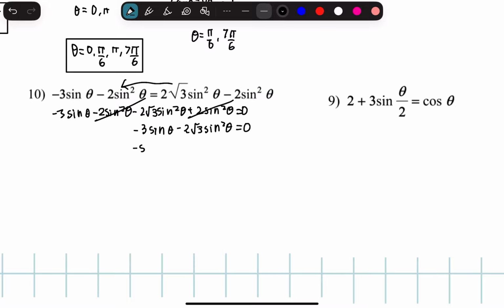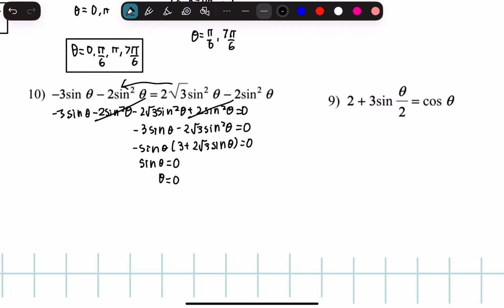Now you can factor out negative sine of theta. Factoring out negative sine of theta is going to give you 3 plus 2 times the root of 3 times sine of theta, and that's going to equal 0. Now you can set sine of theta equal to 0, and from that you will get theta is equal to 0. Theta is equal to 0 when sine of theta is equal to 0, because at 0 degrees, sine of theta is 0.